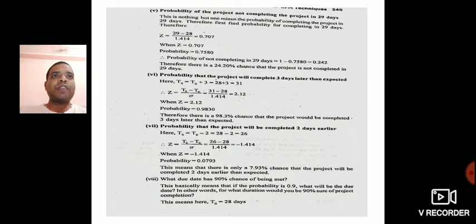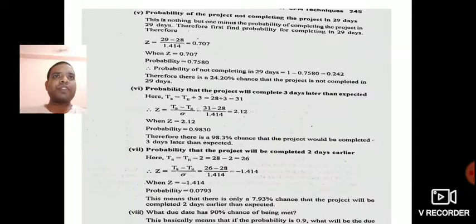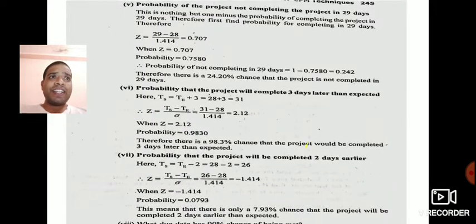Okay, similarly go for the next question, that is the probability of not completing the project in 29 days. If it is not completing in 29 days, then again Ts value is 29. As you know, the expected duration from the critical path is 28, and sigma value you know is 1.41. Apply the z formula, we are getting 0.70.